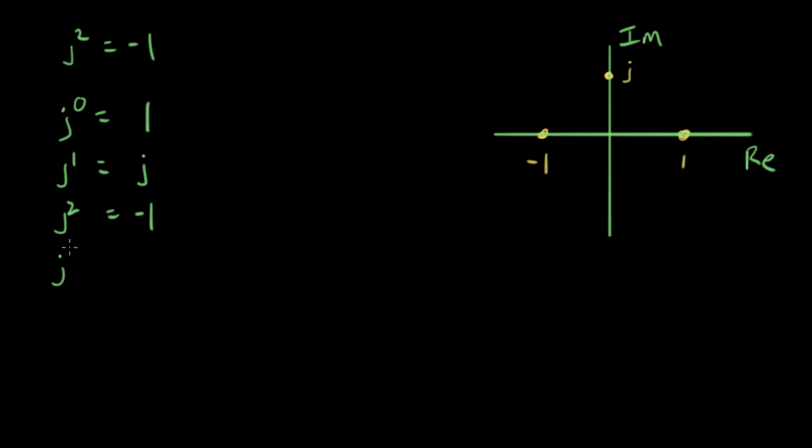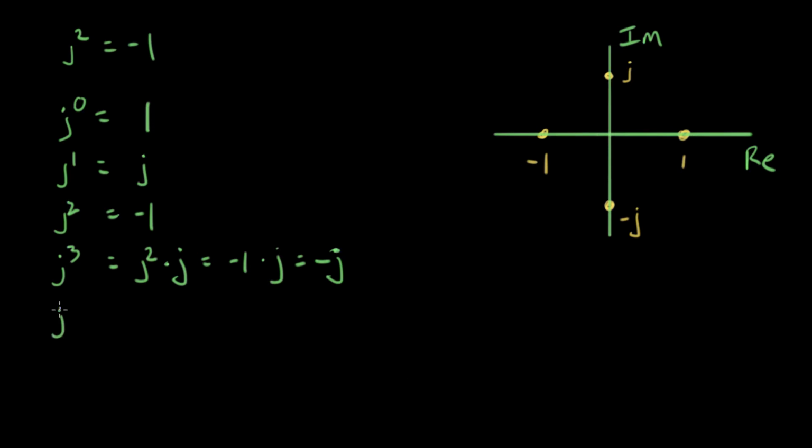Let's do j cubed. What is that equal to? J to the third power is equal to j squared times j. And we have those two right here. J squared is minus 1, and j to the 1 is j. So that equals minus j. And where do we plot that? We plot that down on the imaginary axis in the complex plane, right here, minus j. Okay, now we've got 4 answers. Let's go 1 or 2 more.